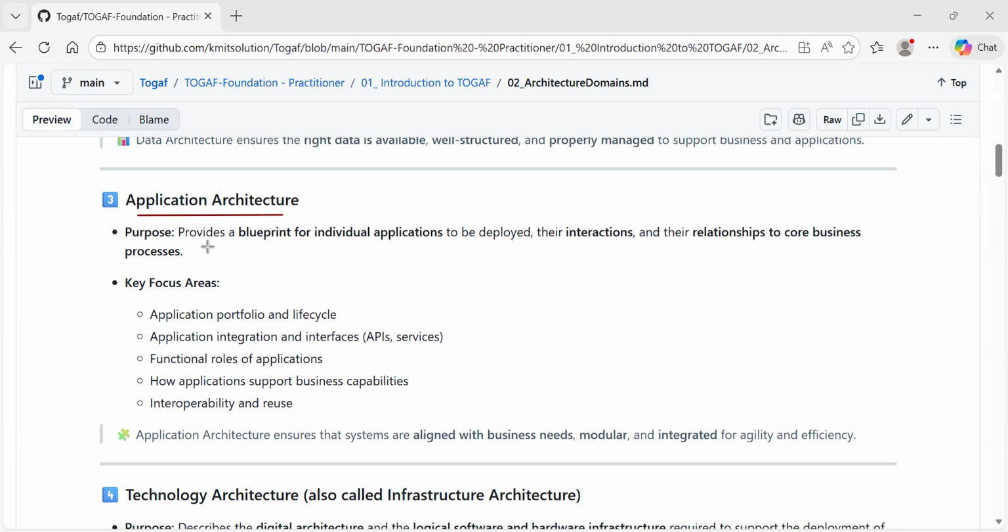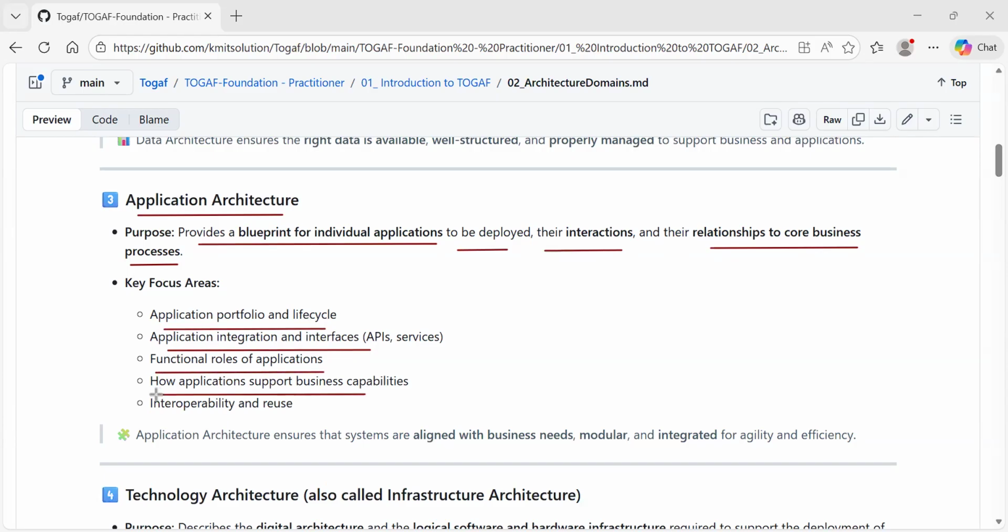The purpose is to provide the blueprint for the individual applications to be deployed, their interactions and relationship to core business processes. So the focus areas are application portfolio and lifecycle, application integration and interfaces like API services, functional roles of the application, how applications support business capabilities, and interoperability and reuse. So let's understand with one example.